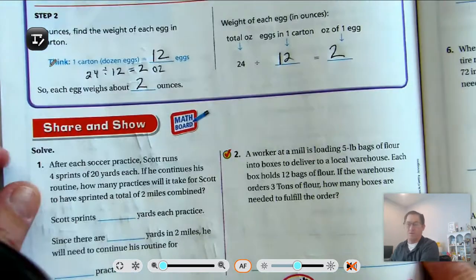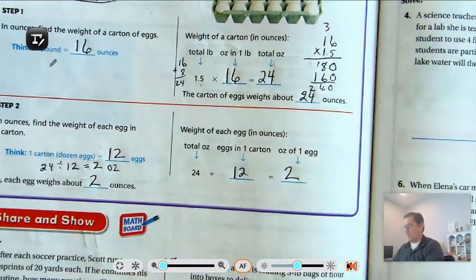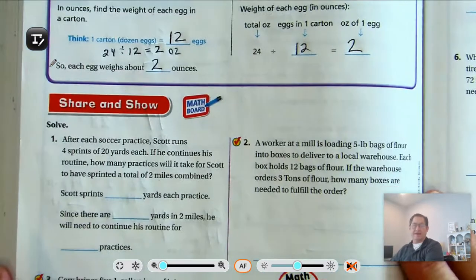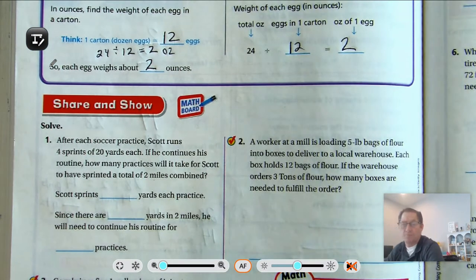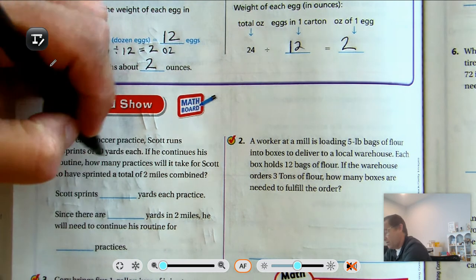All right, so now we're just going to practice that idea of multi-step problems with using conversion. So, number 1. After each soccer practice, Scott runs 4 sprints of 20 yards each. If he continues his routine, how many practices will it take for Scott to have sprinted a total of 2 miles combined?